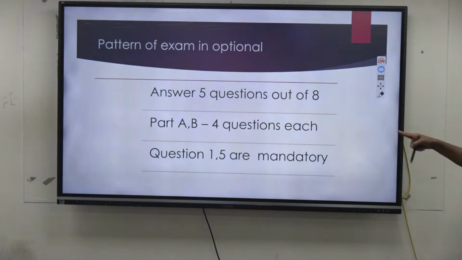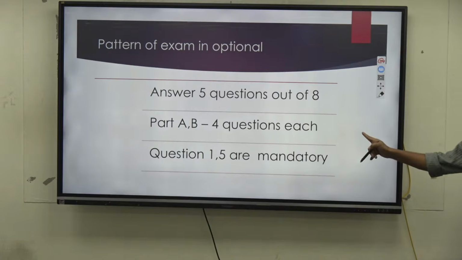That's what they're telling. Answer 5 questions out of 8. Even paper 2 is the same pattern. Paper 2 also you have, in PubMed there are 14 chapters. So 7 chapters in section A, 7 chapters in section B. Now whatever. So answer 5 questions out of 8. A and B, that is section A and B, 4 questions each. 1 and 5 are mandatory.